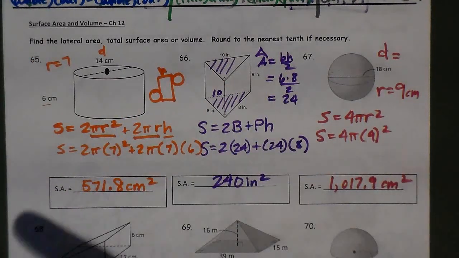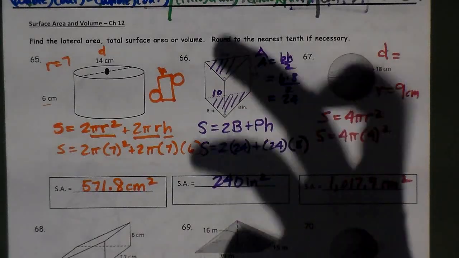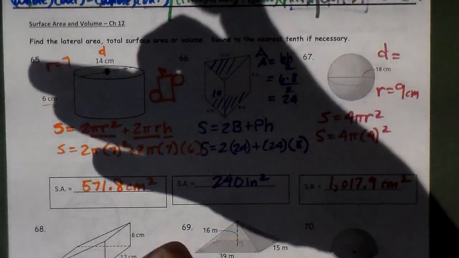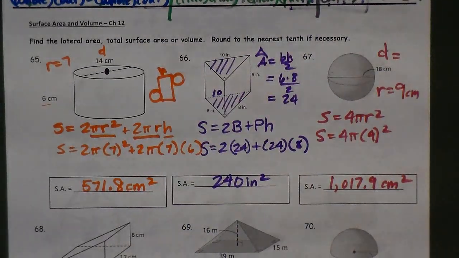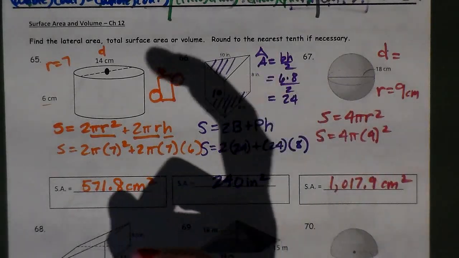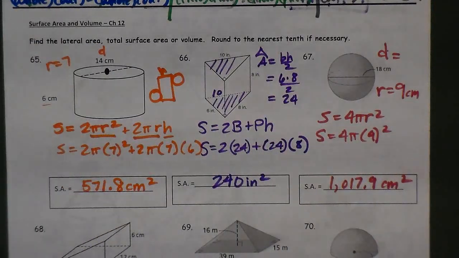The surface area would be the can of soup, the label, and the top two parts of the can. The lateral area is just the label.